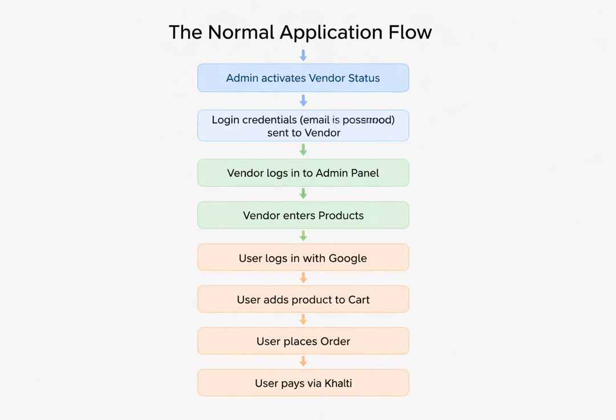So continuing from where we left off, let's map out the complete normal flow of this application. It all starts with the admin. The admin reviews a vendor's contact deal, and once everything checks out, the admin activates that vendor's status. The moment that status is activated, the system automatically sends the vendor their login credentials, their email and password, so they can get started right away.